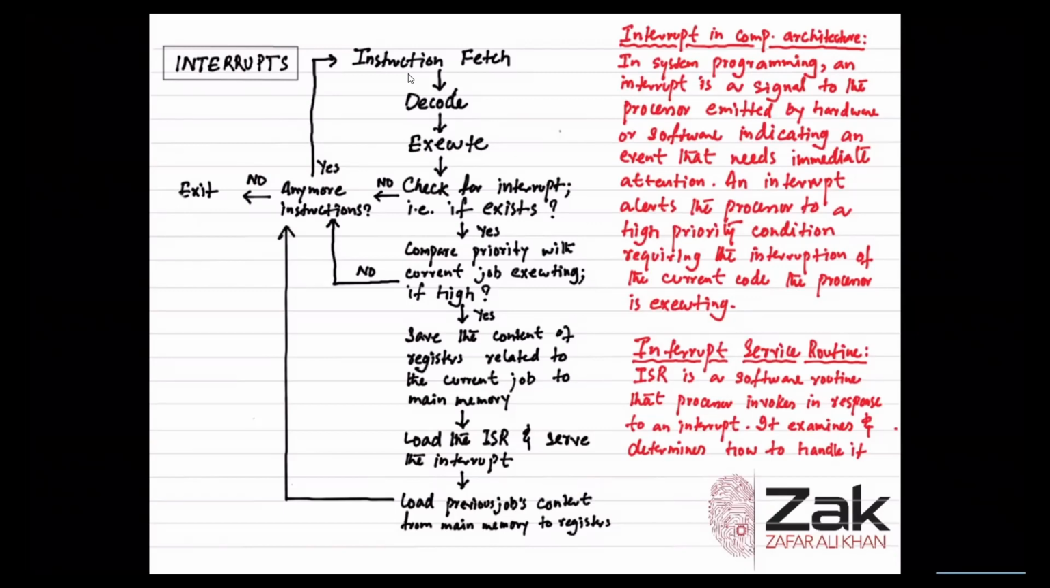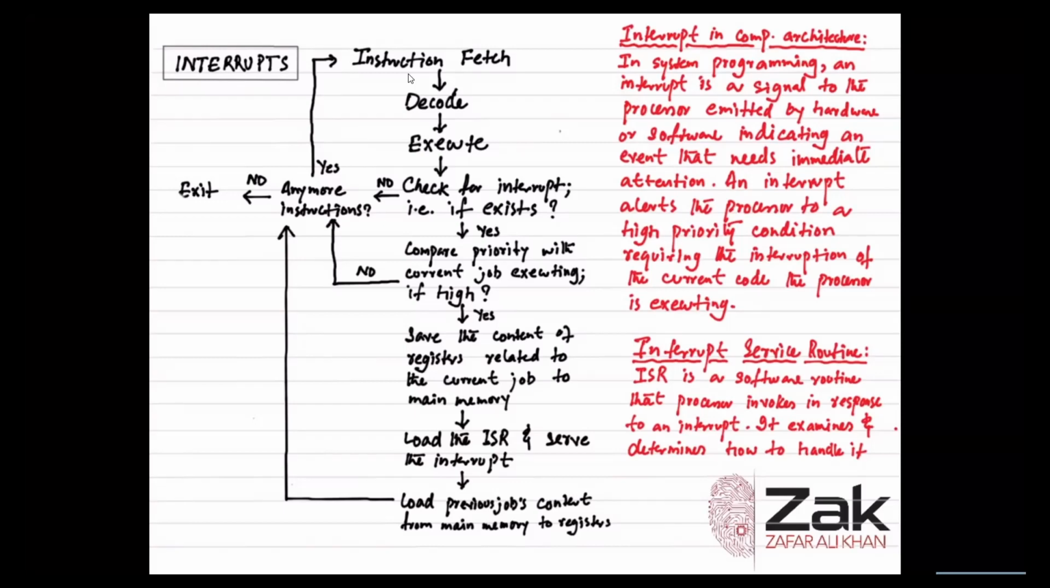Once the interrupt is served, the previous program, which was the program originally running when the interrupt was generated, has its content loaded from the main memory, the immediate access store, back to the registers in the processor, and the previous program's next instruction is again fetched and the process goes on.